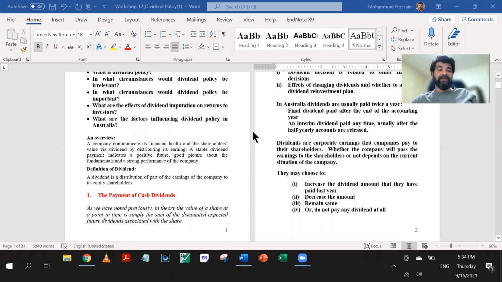So let's start with the payment of cash dividend. But before we start with that, let's talk about what is dividend. All right. So now let's talk about what is dividend.